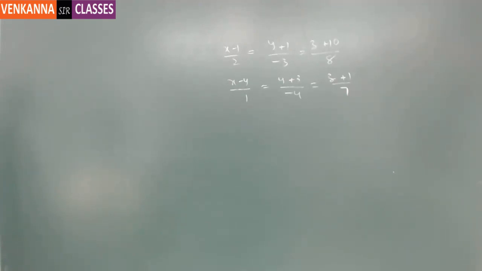The lines will become dependent, right? So actually, if the lines are not coplanar, the DRs will be perpendicular: A1 A2 plus B1 B2 plus C1 C2 equal to 0. By observing that, we can say like that. And the point of intersection will not exist there, because they are not coplanar.